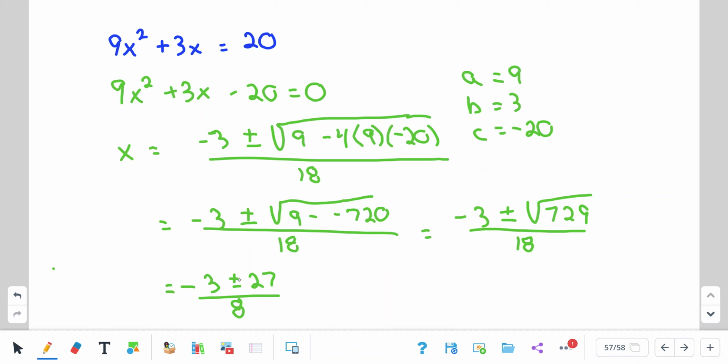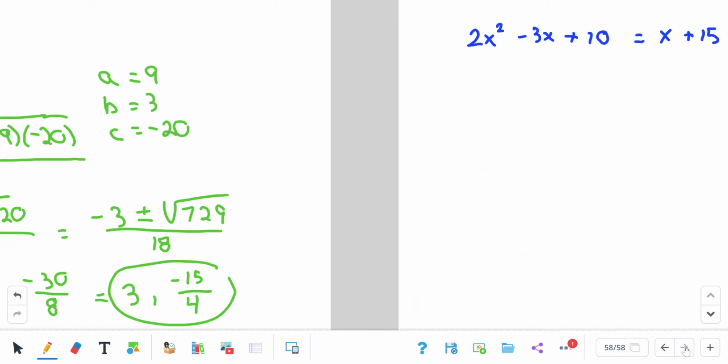Negative 3 plus 27 is 24 over 18. Okay, and negative 3 minus 27 is negative 30 over 18. Okay, well, each of those can be simplified. 24 over 18 is 4 over 3, and negative 30 over 18 is negative 5 over 3. And I can't simplify that anymore. I'm not going to worry about writing that as a mixed number. If you want to, knock yourself out, but I'm fine with that being the answer.